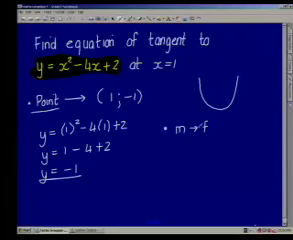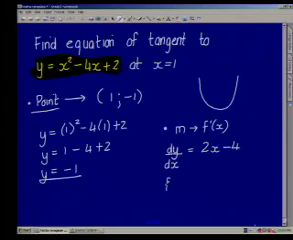The second thing I need is the gradient for my line. And I've told you that gradient amounts to the derivative. So let's have a look at our function. Our function was in the form y equals, so that means that my gradient at any point on this graph is going to be 2x minus 4. Now that's anywhere. Specifically at 1, because that's what I want, my gradient is going to be 2 times 1, take away 4, and that amounts to minus 2.